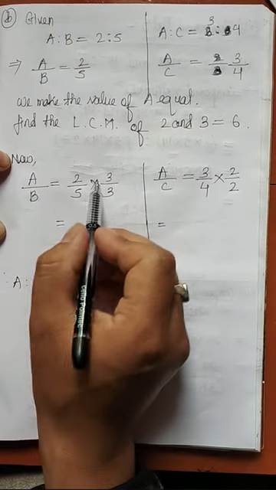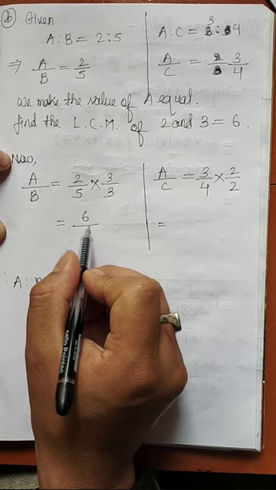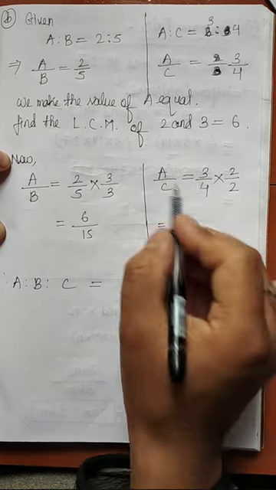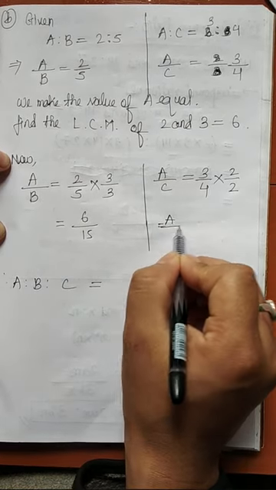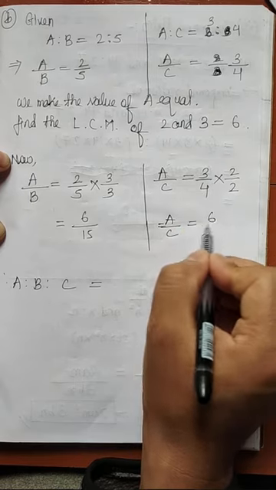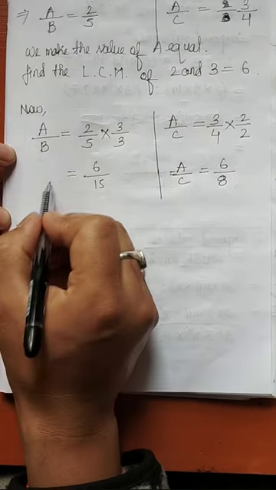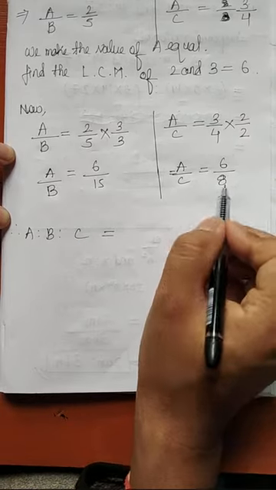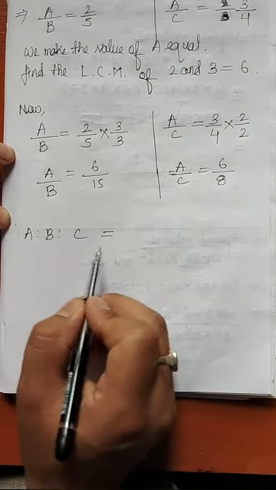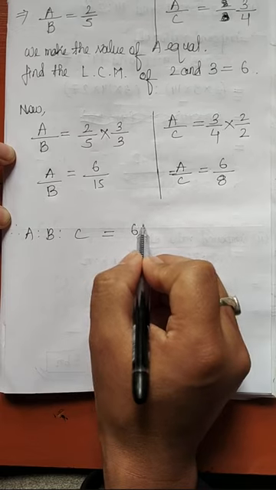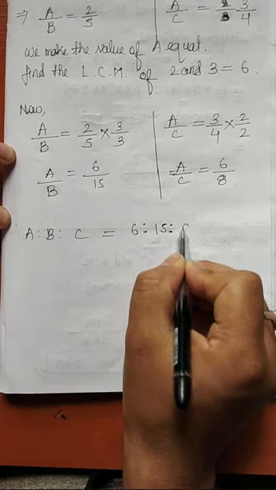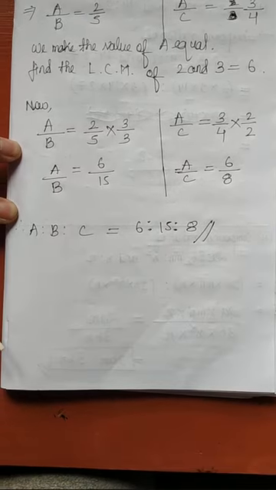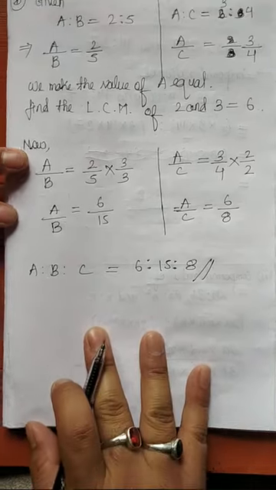So on doing so, I'll be getting 3 2s are 6 by 15, and A by C will be 6 by 8. So therefore this is A by B 6 by 15, A by C 6 by 8. So hence A is to B is to C will be 6 is to 15 is to 8. Very, very simple. Pause the video to note down.